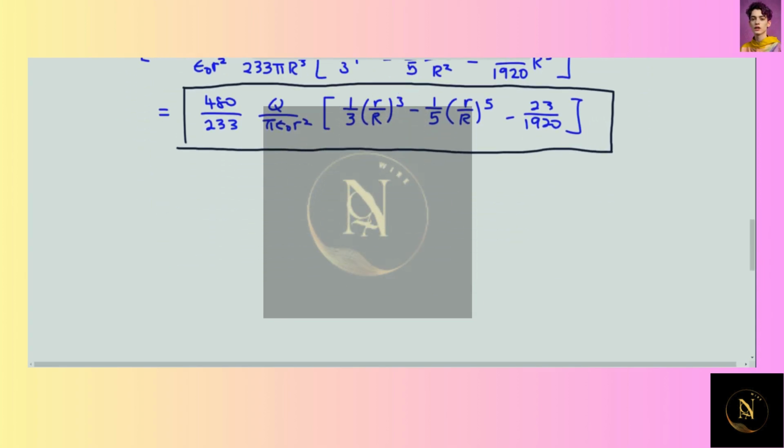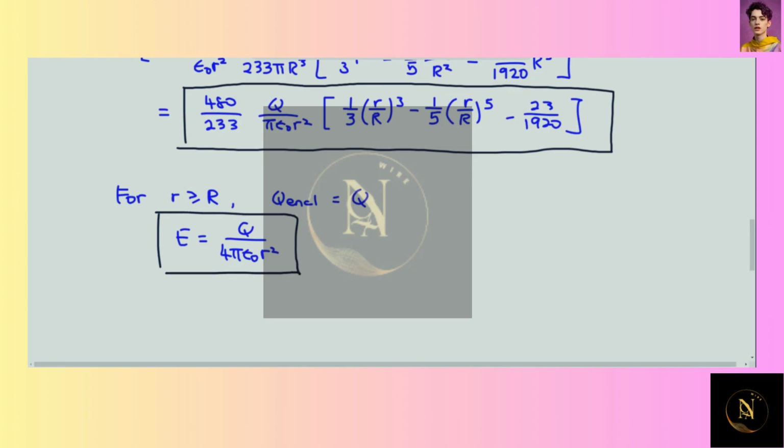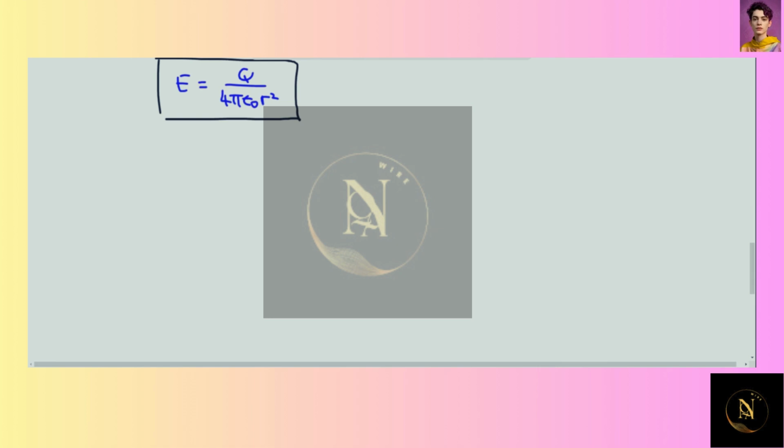Next, for the region that is outside, for r greater than the radius of the sphere, the charge enclosed is just q. So E will just be q over 4 pi epsilon naught r square. Okay, this is the E field for the region outside the radius. Then now we move on to part C.